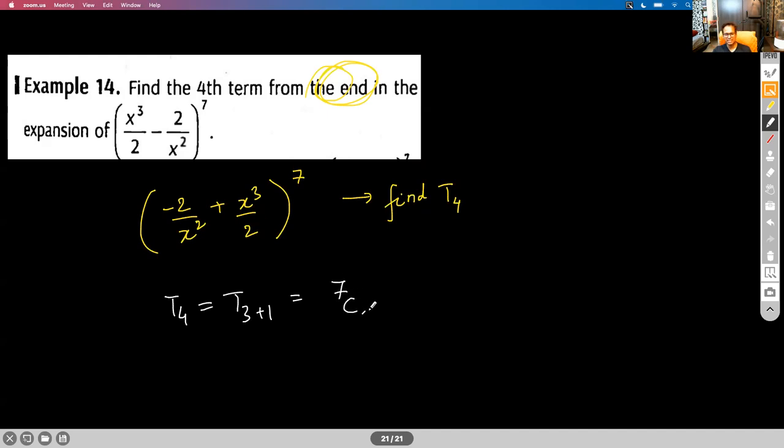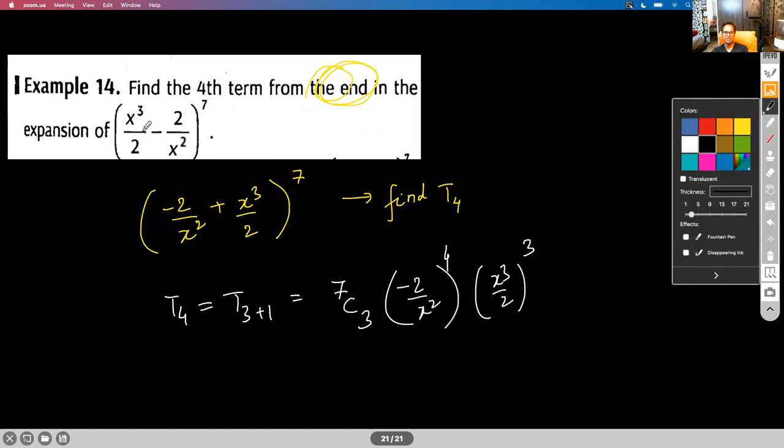So it will be 7c3 minus 2 by x squared to the power of 4, x cubed by 2 to the power of 3. Now, very important to note here is that the minus sign is actually shifted along with the term. As you can see, I've not swapped the position around the minus sign. This minus sign is considered to be part of the second term. So it is read like this.